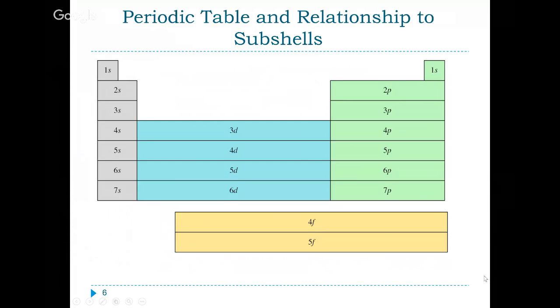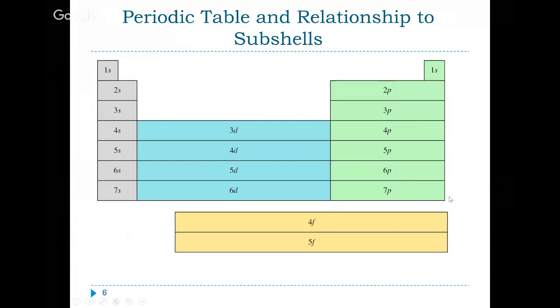When I look at my Ds, I notice that there are 10 elements in a row in the transition metal block. Why? Because my D subshell can hold a total of 10 electrons. If I look down here at my lanthanides and actinides and I count, there are a total of 14 elements in a row. That tells me that my F orbitals can hold a total of 14 electrons.